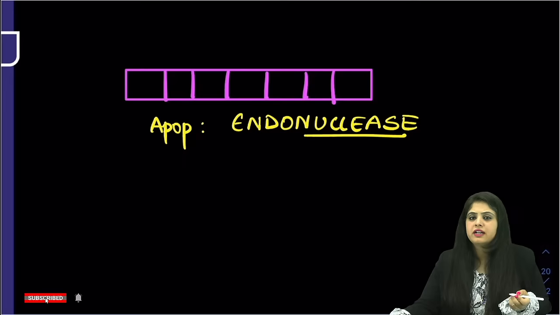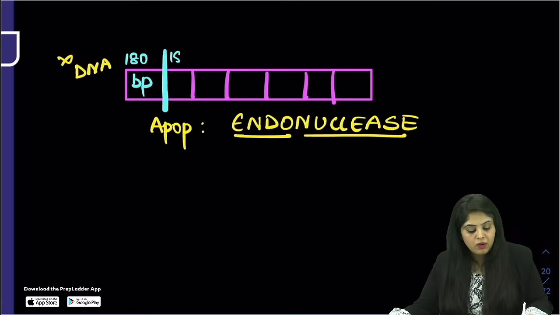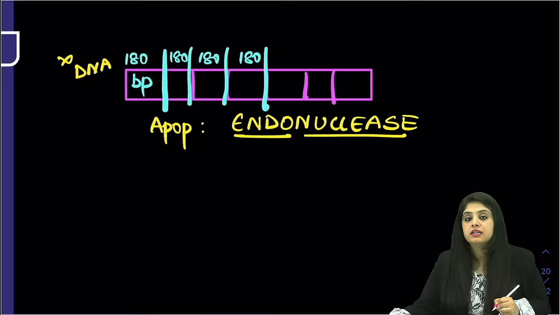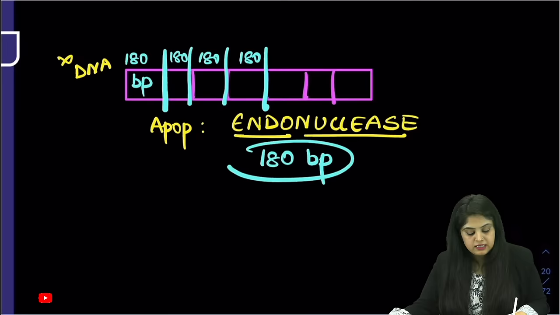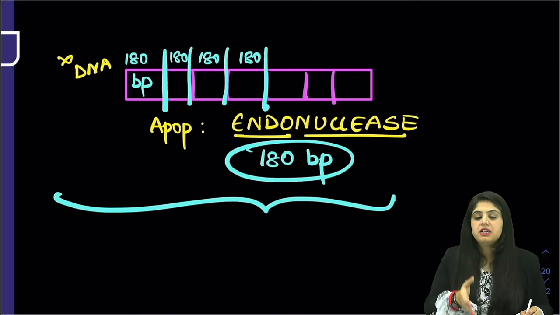Endonuclease has a rule, a principle in life: I will break the DNA after every 180 base pairs. 180 break, 180 break, 180 break. So basically it's cutting after every 180 base pairs, right? That is why you're getting step, step, step, step. Everyone's understood? Such a simple thing. Basically what have I taught you? 180 break, 180 break, 180 break.